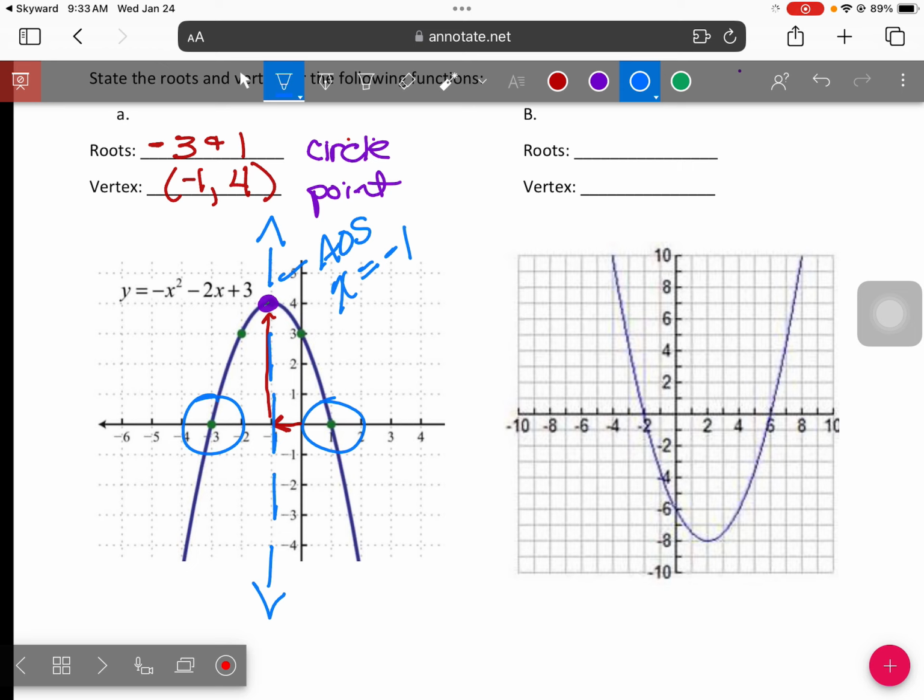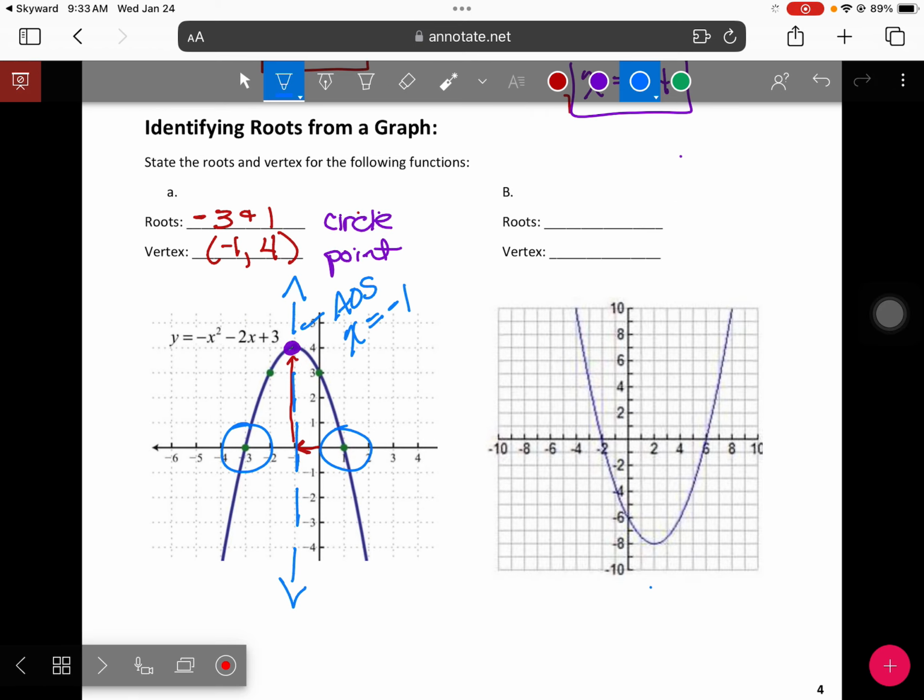All right, questions about that first problem? Okay, go to the second problem. I want you to circle your roots and mark your vertex. Mark a point for your vertex. Quick, quick, quick. You can do it. Put the phones away.